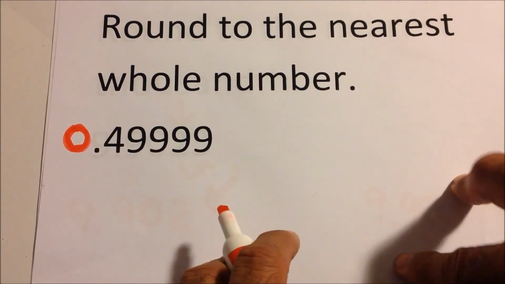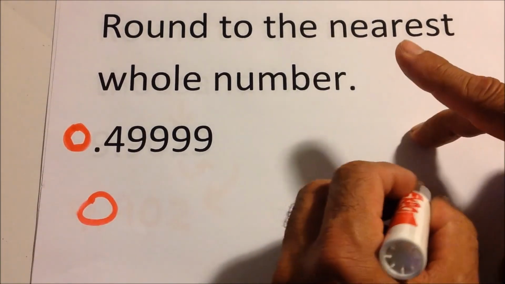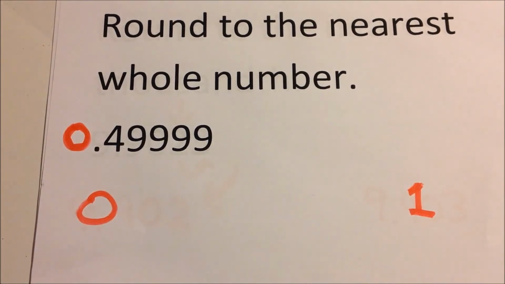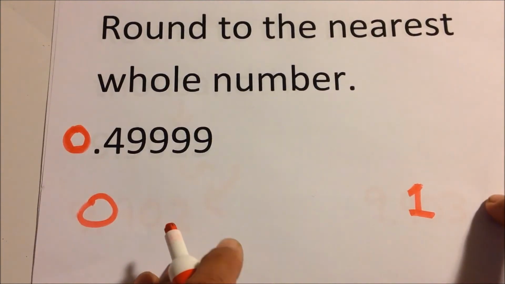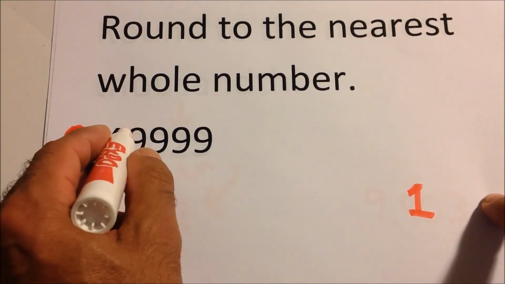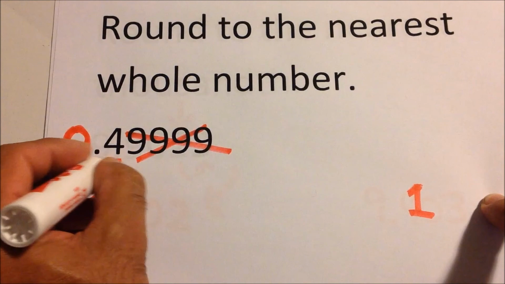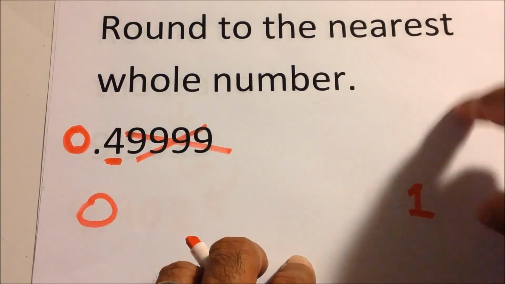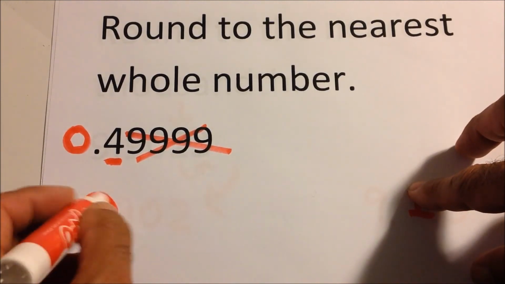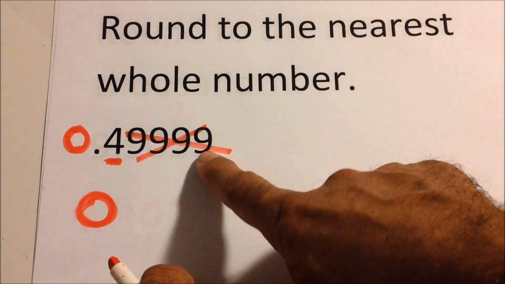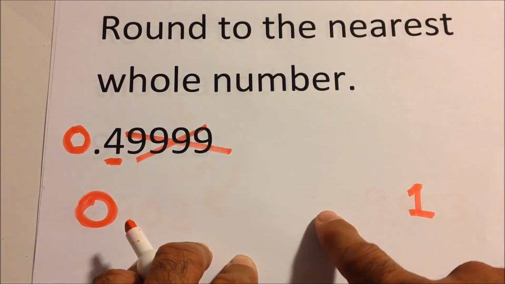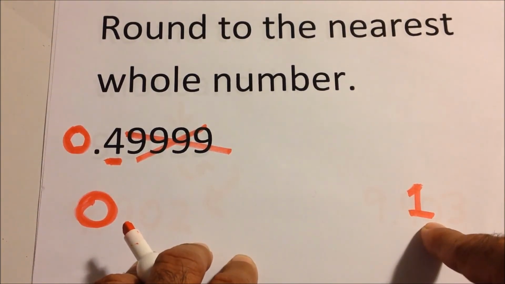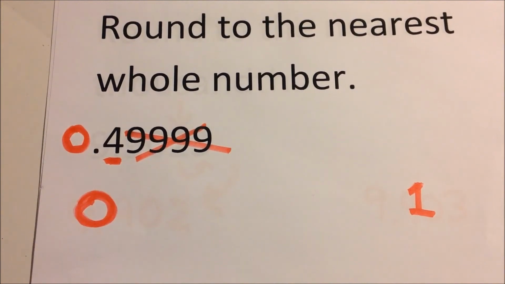Or is it? So what are the numbers in between? It's 0 and 1. Remember, 0 is a whole number. It's not a natural number, but it's a whole number. So now look to the left. We don't care about any of these 9s. We just care about that 4. Is it 4 or less? Yes. So the nearest whole number is 0. It's very close to almost being 0.5, and then it would be closer to 1. But in this case, it's 0.